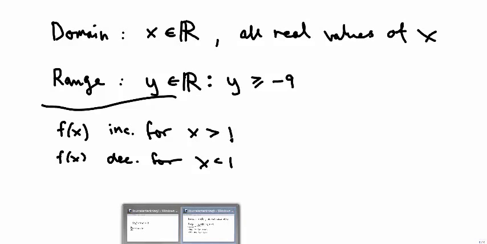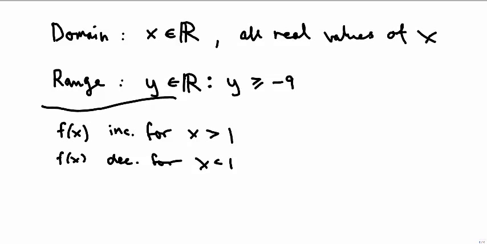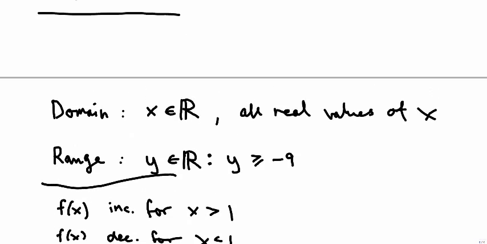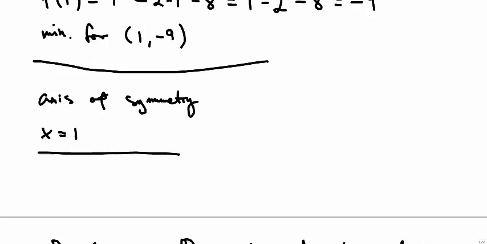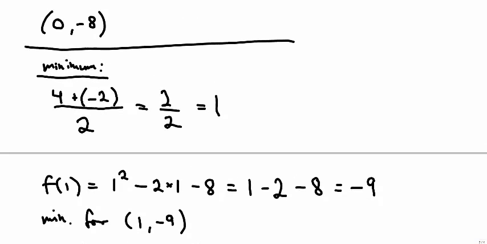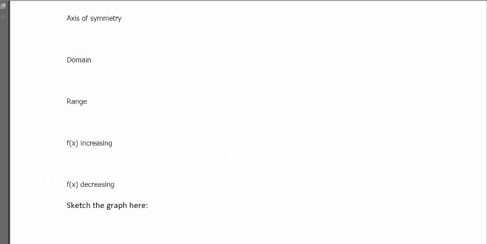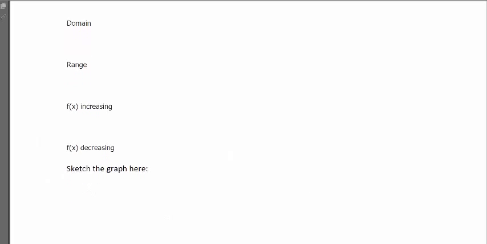And then with all this information, we have the zeros, we have the coordinates for the turning point, we know there's a minimum, we have the axis of symmetry, etc. We can actually sketch the graph, so that would be the last exercise, to sketch the graph here.